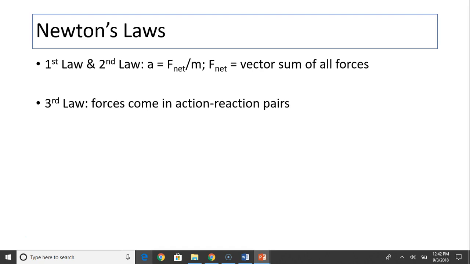Newton's third law says force comes in action-reaction pairs.